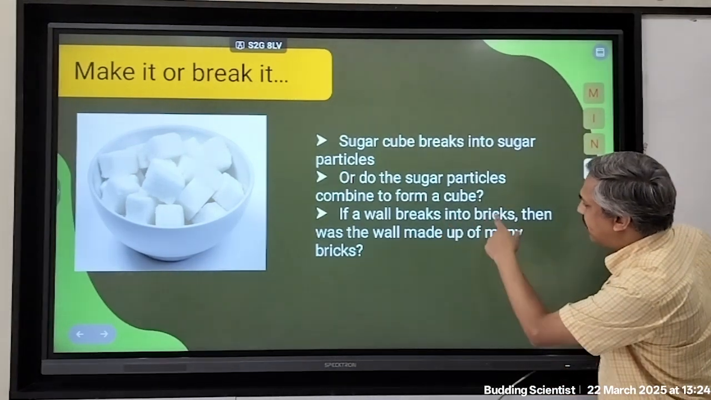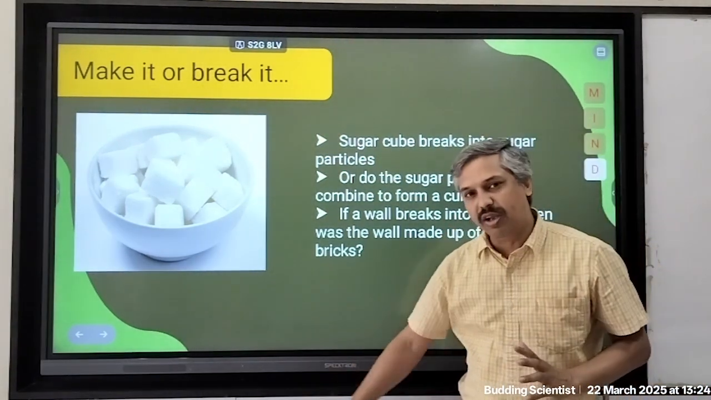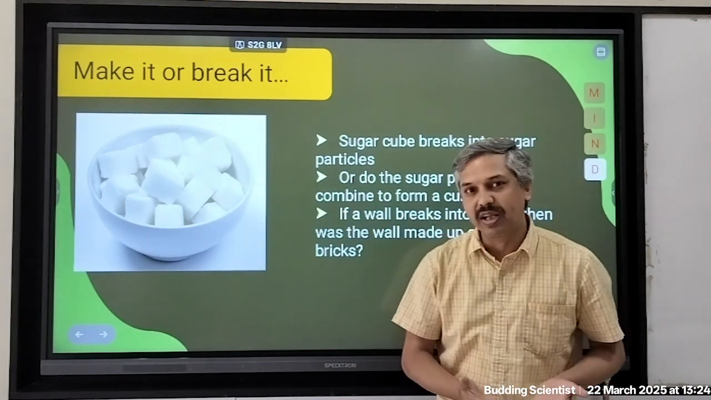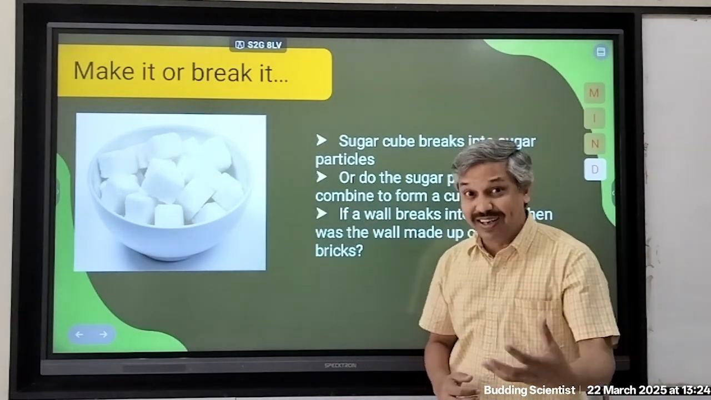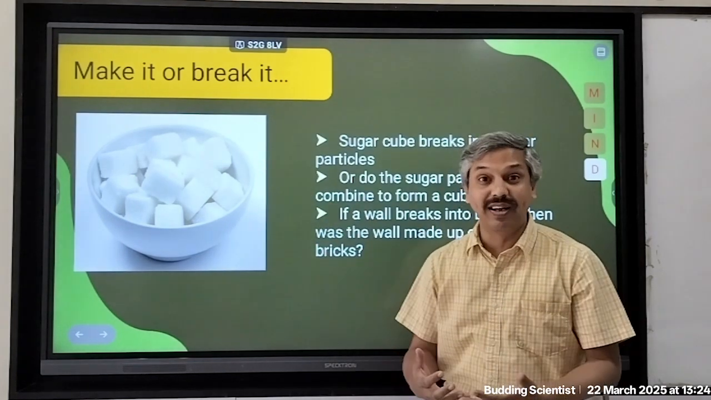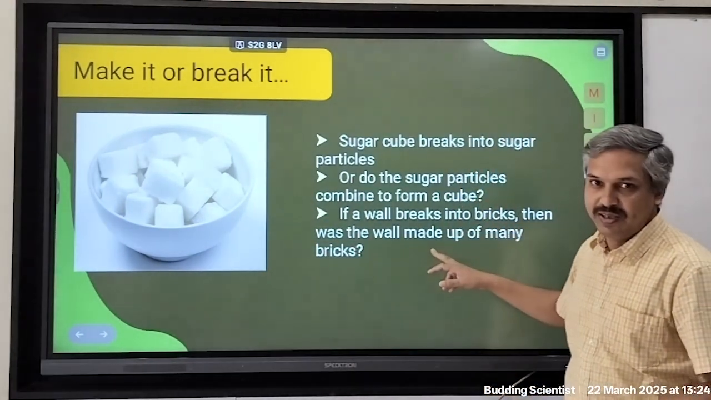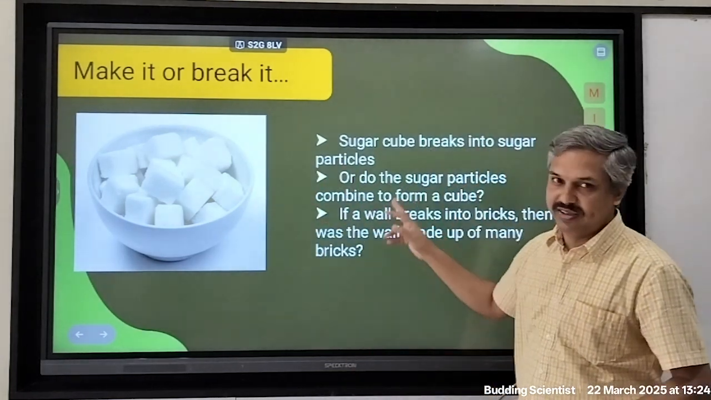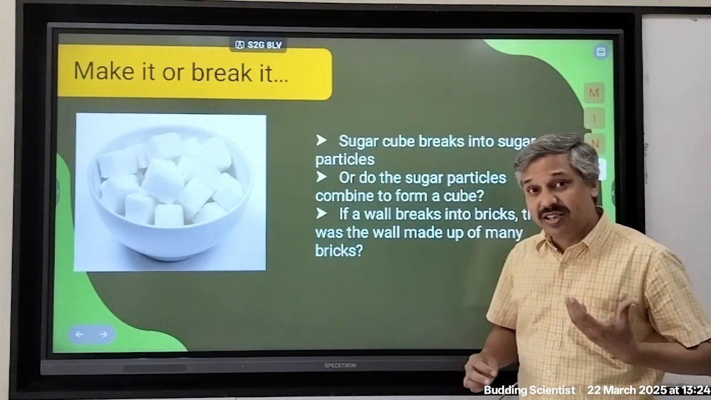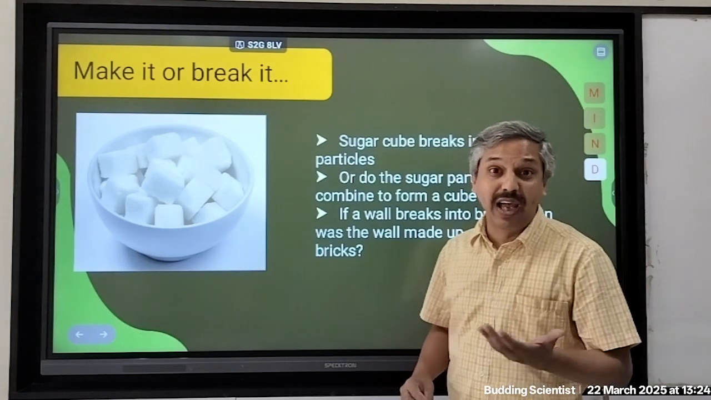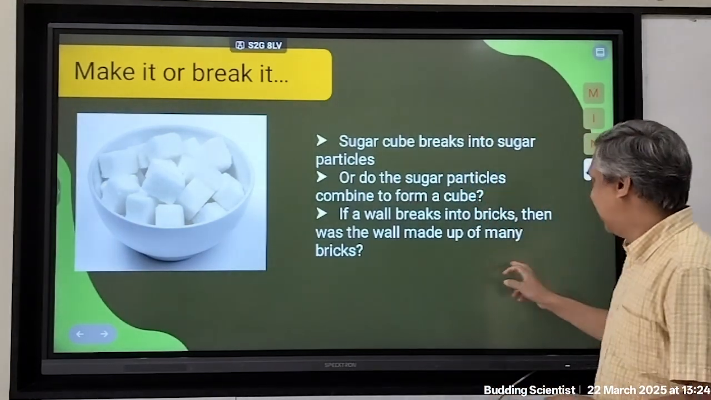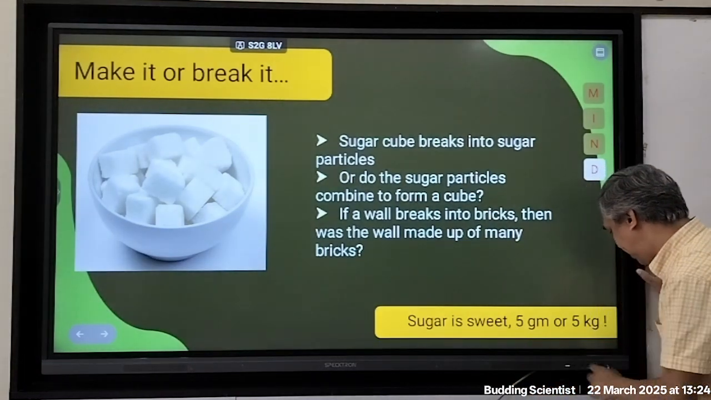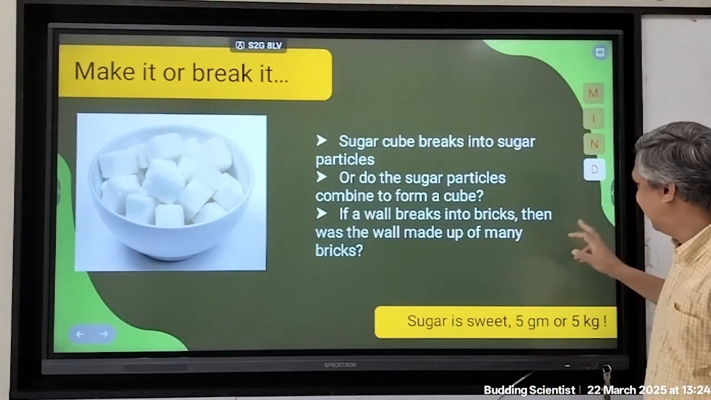If you break a wall, you will get many bricks. So you might think that the bricks can be found if you break a wall. But the fact is, the wall was built using these bricks. So the sugar cube may have been formed by using the particles. This understanding led Dalton to his actual discovery. Sugar is sweet. You take 5 grams of it or you take 5 kg of it.